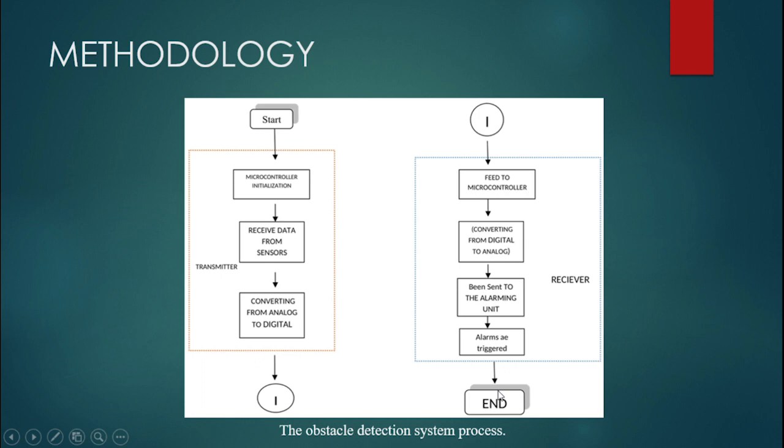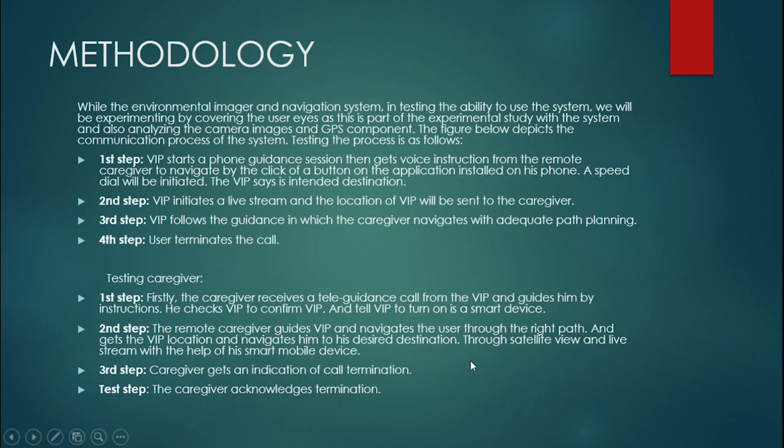While here is for the environmental imager and the navigation system. So the first step is the VIP. The VIP starts a phone guidance session, then gets voice instruction from the remote caregiver to navigate by the click of a button on the application installed on his phone.